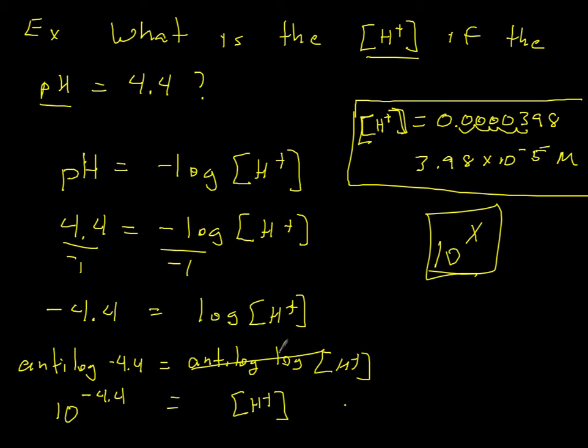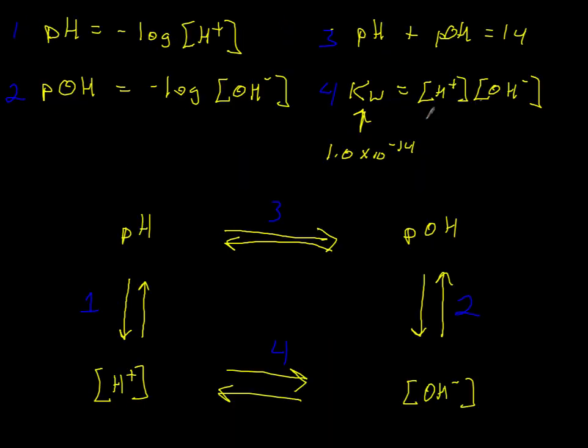You can rewatch that if you need to catch it a little bit slower, but that's how you work that. And so if we go back here to the slide, then you can go any direction. You can go pH to pOH, you can go pOH back to pH, you can go H to OH and vice versa, you can go pH to H and vice versa, you can go pOH to OH and vice versa. That's it.